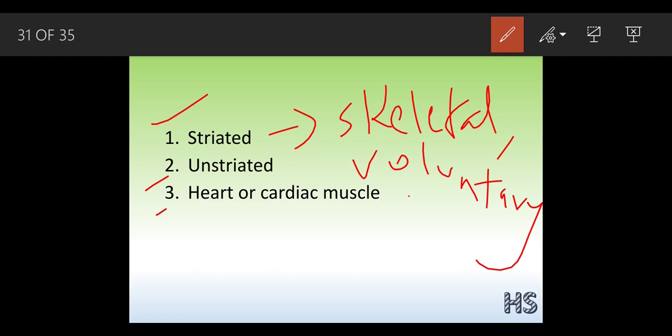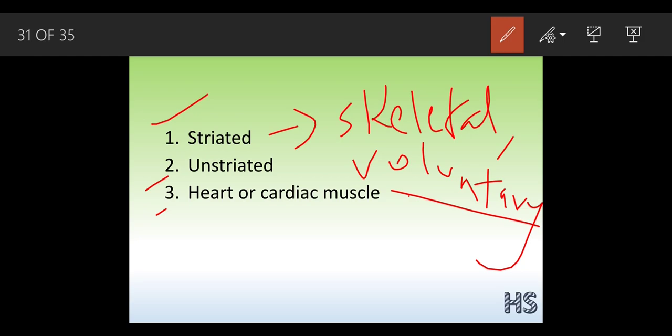If I tell you, stop blinking your eye, is blinking of your eye under your control? The answer is no, because blinking of the eye is a reflex. This is involuntary in nature. Suppose I tell you, tell your heart to stop beating, is it possible? No, because they are involuntary. Involuntary means the muscles which are not under our control, and voluntary means which are under our control.